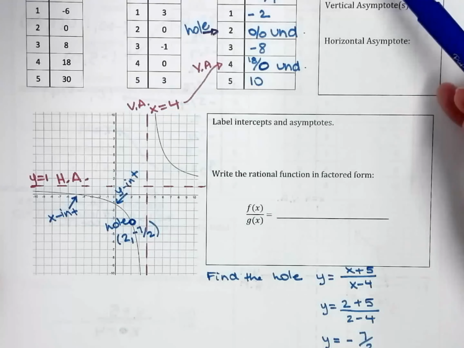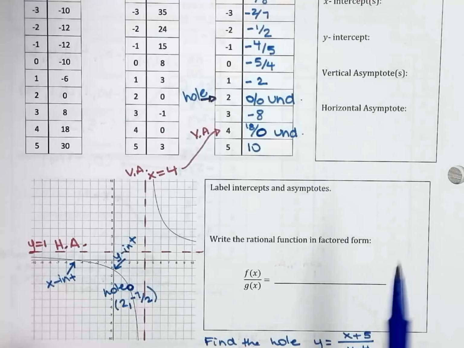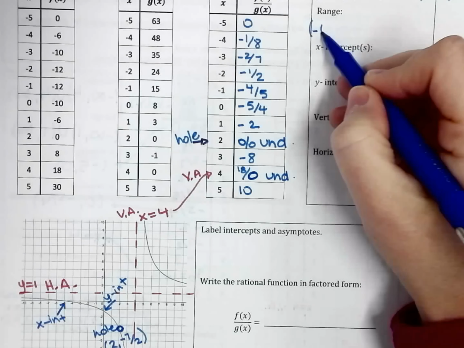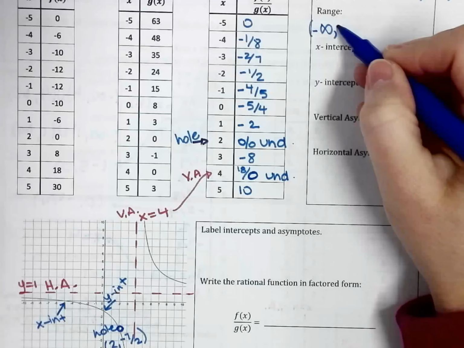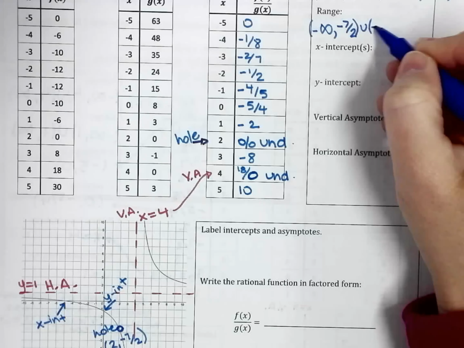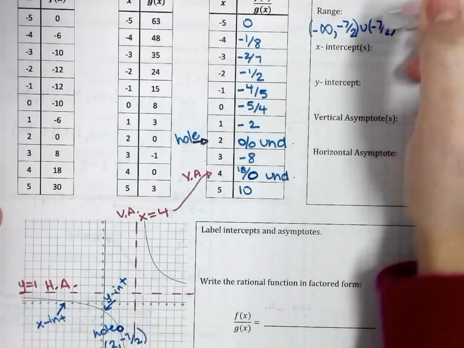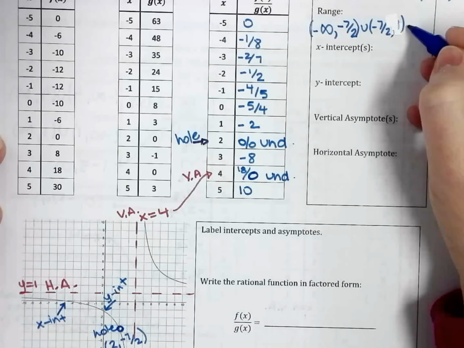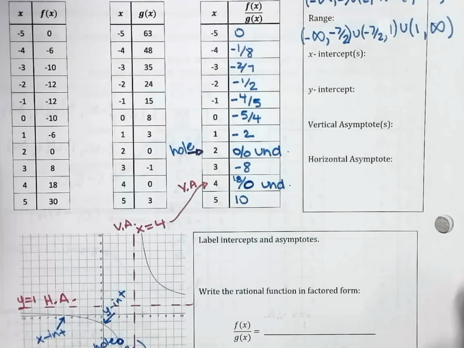Now, I stopped right there because I couldn't do the range without having that value. Notice that your graph on the range starts right at negative infinity. And then since there's a hole, there's a gap right there on the range, right there at negative 7 over 2. And then it keeps going from negative 7 over 2 up to the horizontal asymptote, which is right there at 1. And then it starts at 1 again, and it goes all the way up to positive infinity.